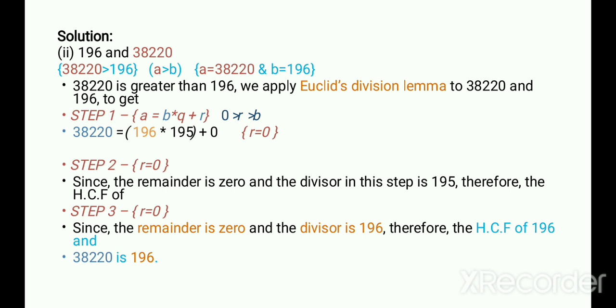So my step 2 will be negligible, right? I don't have to go for Euclid's division lemma again. Since I have received r = 0, and the divisor is 196, that 196 is nothing but the HCF of 196 and 38220.